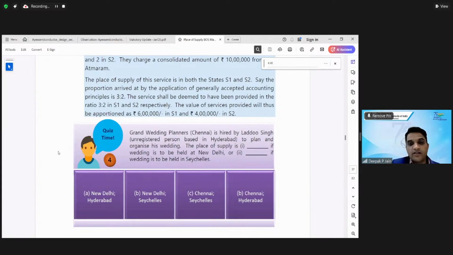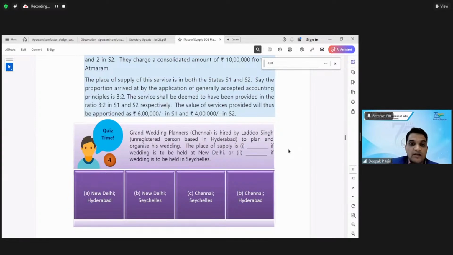We have to go to 12.7, the slide I had shown you, for when it is a registered person and when it is an unregistered person. In this case, it is supplied to an unregistered person. 12.7 says that when the event is organized for an unregistered person, if the event is happening in India, the location in such case will be the place where it is held. So the first blank will be New Delhi, because the wedding is held at New Delhi. Now the second instance, where the event is outside India, the location is the location of the recipient.